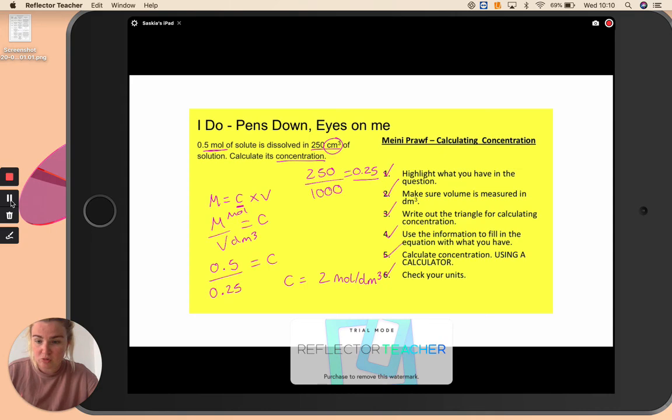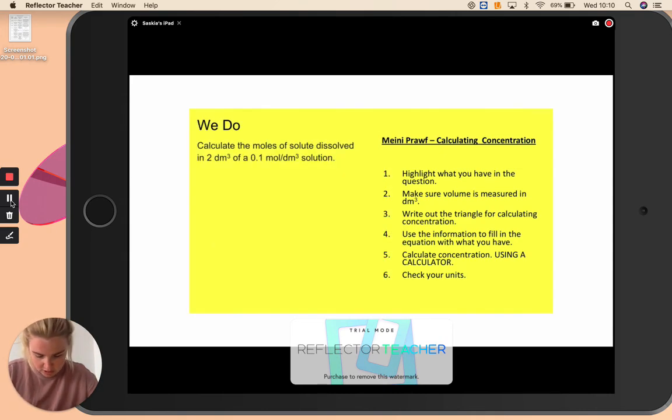So I'm going to do one more and then I'm going to leave you to have a go at quite a few on your own. So one more now, this is a little bit different. Calculate the moles of solution when 2 decimeter cubed is dissolved in a concentration of 0.1. So highlight what you have in the question. Make sure your volume is in decimeter cubes. Now this time it is in decimeter cubes, so we're quite lucky.